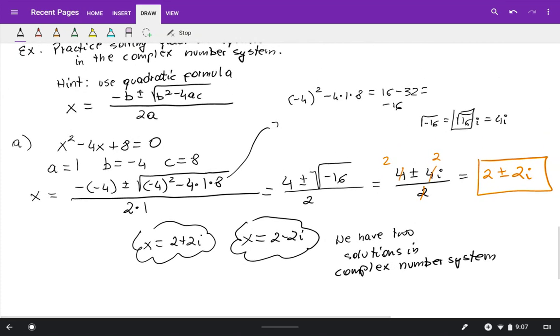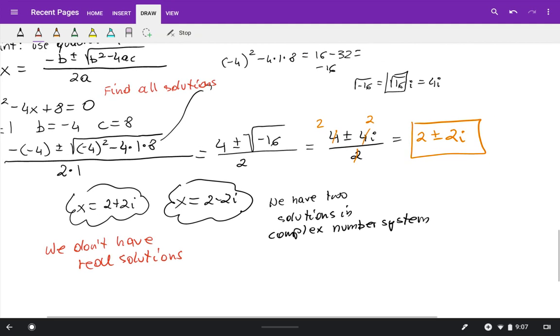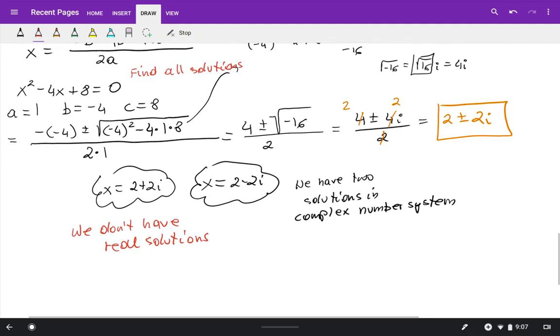Okay, so here, if we work in the complex number system, if they want the answer with i, the problem will ask you to find all solutions. That means we're going to focus on complex. If they ask for real, we don't have real solutions. So that still applies because the discriminant was negative, so there's no real solution.